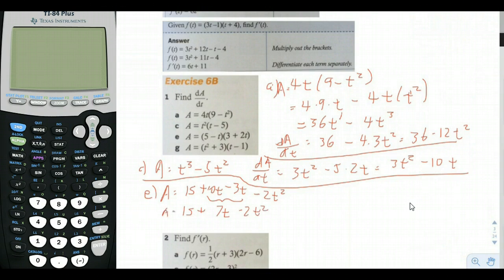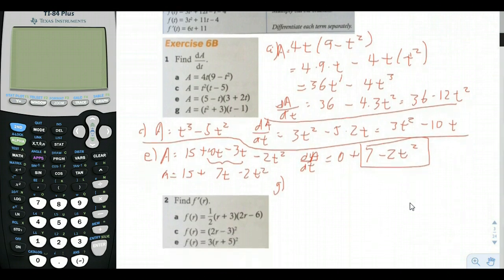Okay. And then we're going to take the derivative. It will be dA over dt is equal to, the derivative of 15 is just 0 because the derivative of the constant is 0. Derivative of 7t is just 7 because the derivative of t to the first is t to the 0. Then minus 2t squared. Okay, so it's just that. And last of all, the derivative of g.